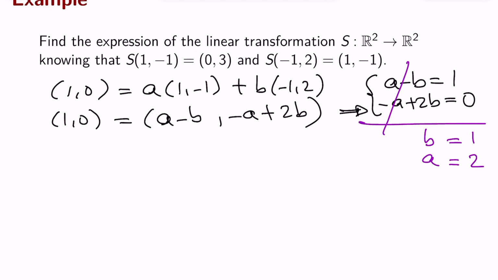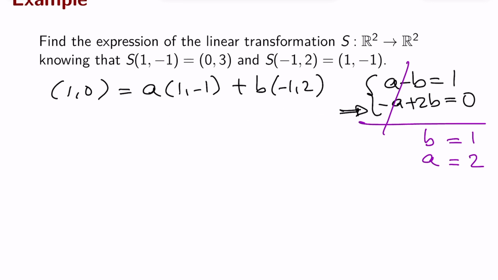So we did find what the linear combination is. So we know then that we can write 1, 0 as, instead of a and b, I'm going to put what I obtained: a is 2 and b is 1. And now we want to calculate how much is S of this.